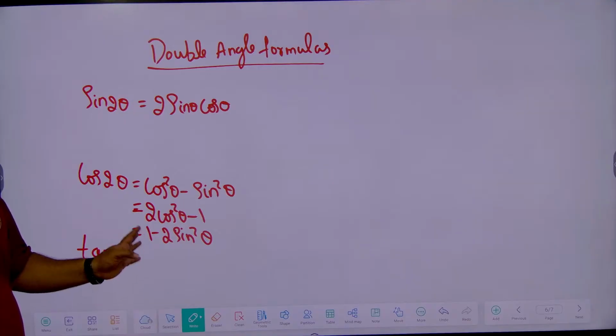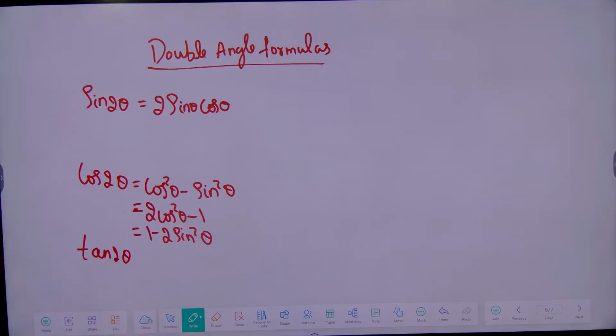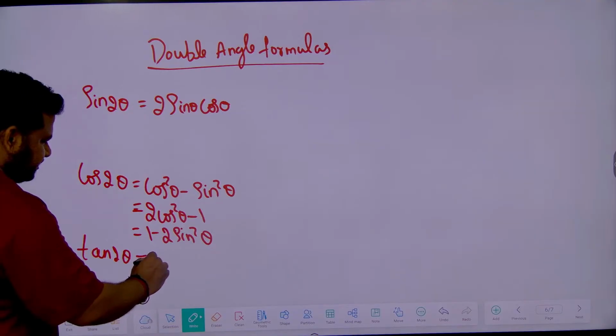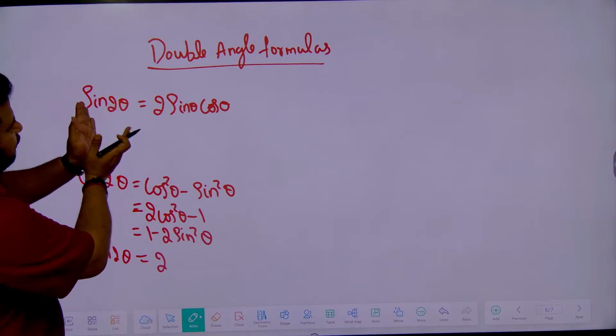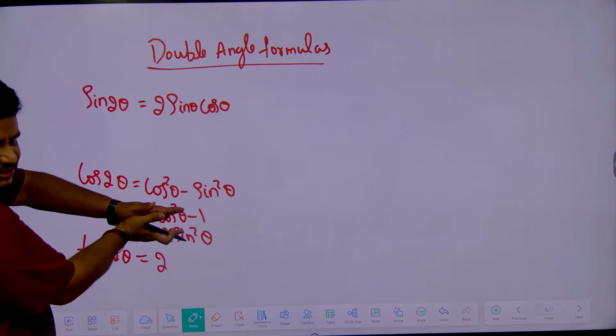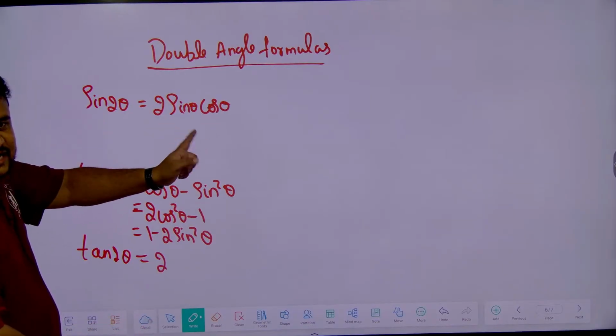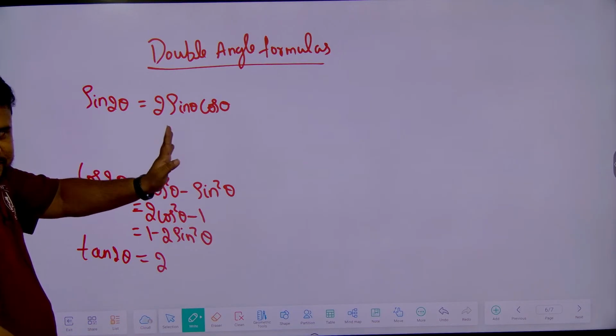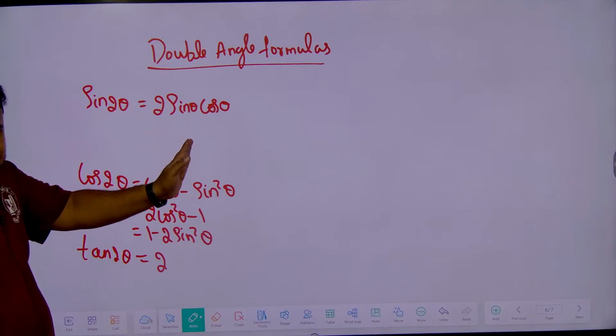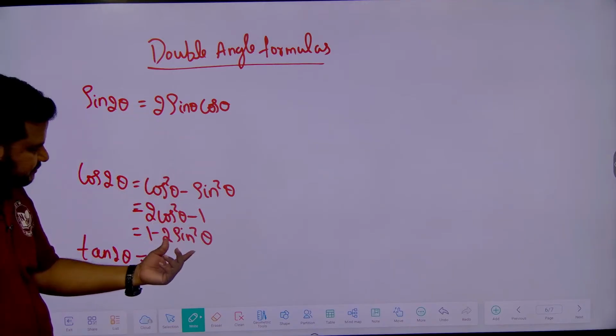Okay, got it? 1 minus 2 sin square theta. Okay, next, tan 2 theta. So what about tan 2 theta? Tan 2 theta means 2 will come outside. Whenever you write the double angle formula, the answer on the right side won't have a double angle. Here only single angle will come. You remember that. Everywhere in the answer it is single angle only.